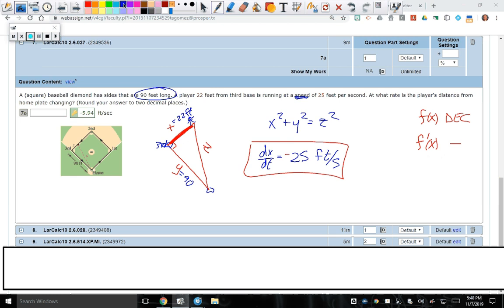Okay? At what rate is the player's distance from the home plate changing? So that distance from the home plate changing is ds dt, which in this case is the same as dz dt. Okay? So we have our equation.